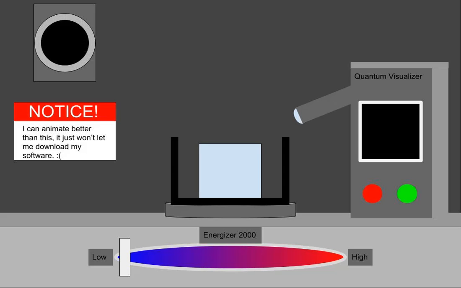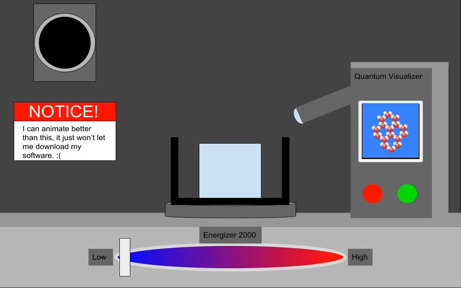Slide the slider on the Energizer 2000 to change the energy output of the machine. If you change the energy output, then the phase of a substance will also be changed. Solids are hard and rigid and don't flow due to there being little energy. The atoms are more or less stuck in place.